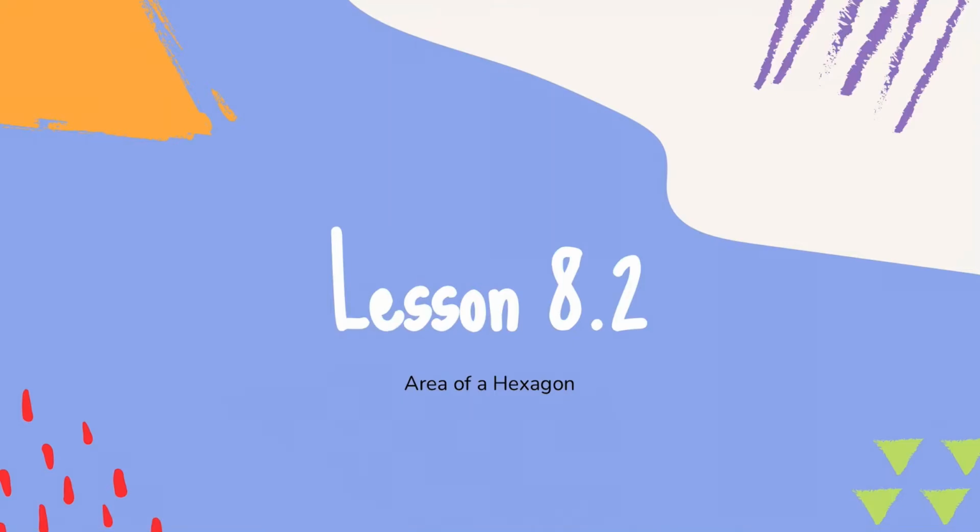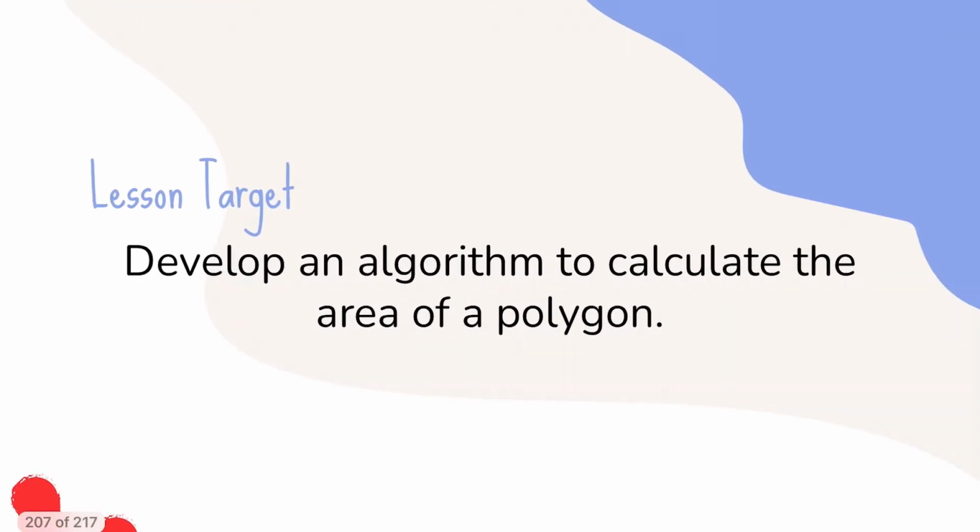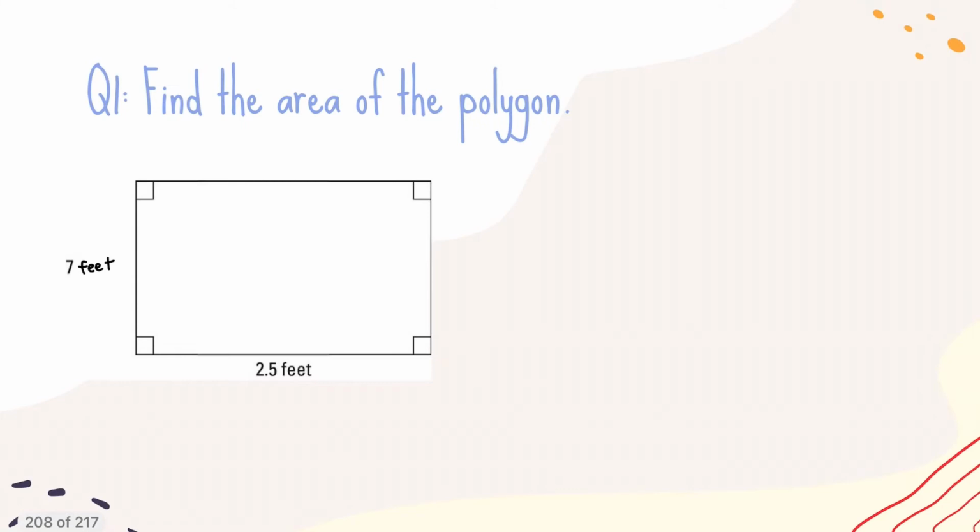Hey class, this is lesson 8.2, area of a hexagon. In today's lesson target, we are going to develop an algorithm to calculate area of a polygon, and we're going to go over a few polygons. The first polygon that we are going to find the area of is this rectangle.